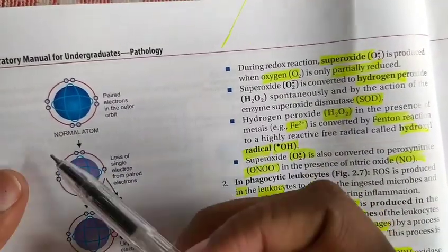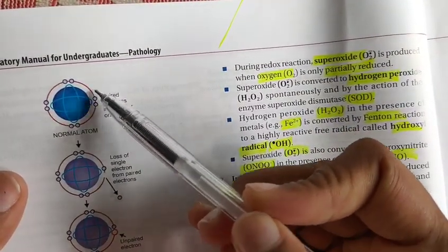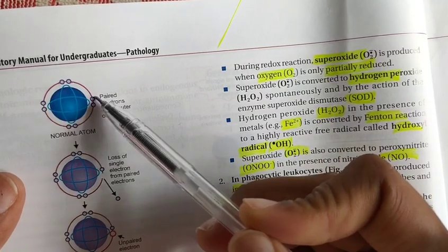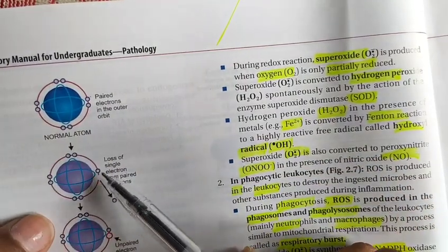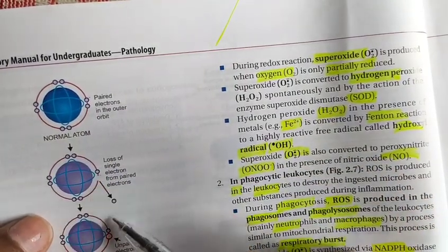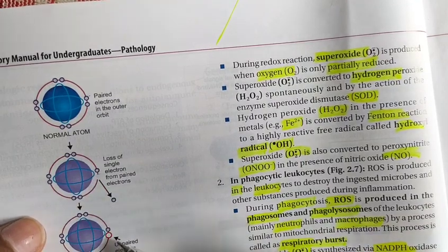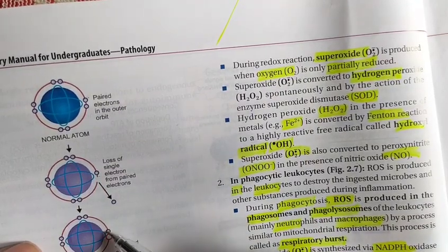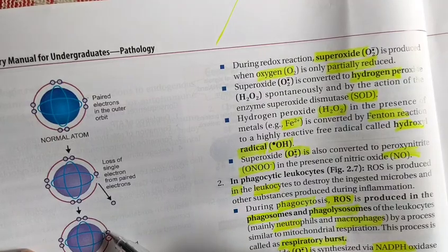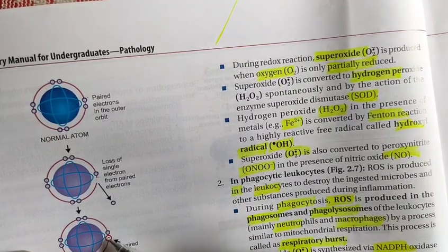This is the formation of a free radical. This is a normal atom, with the outermost orbit containing paired electrons. All these electrons are paired, and then there is a loss of one single electron from the paired electrons. There is a vacant space here, a valency. One unpaired electron is there.